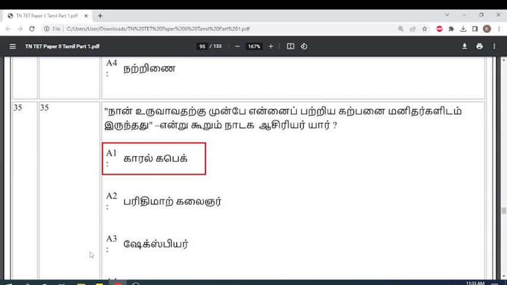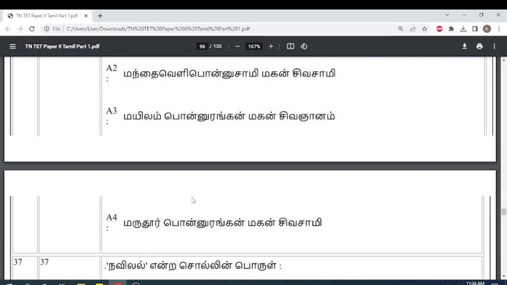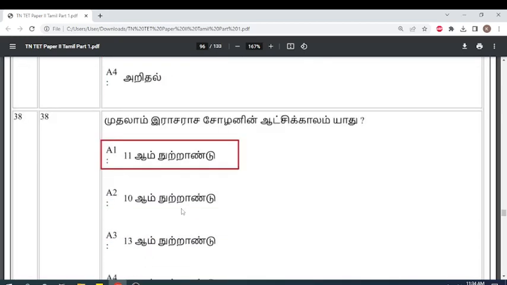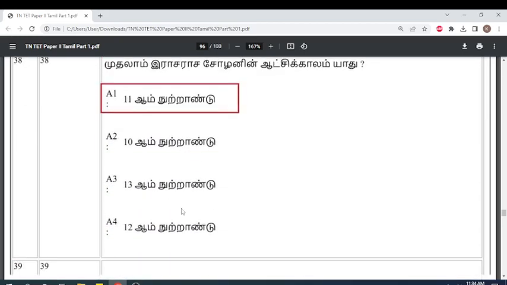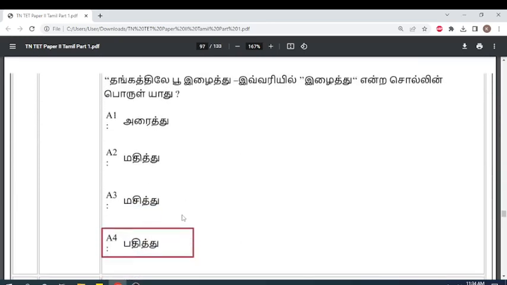36 question or answer. 37 question or answer A1. 38 question or answer A1. 39 question or answer A4. 40 question or answer A3.